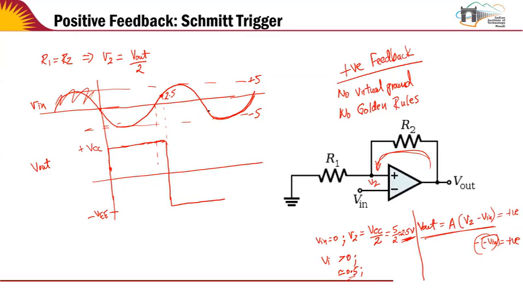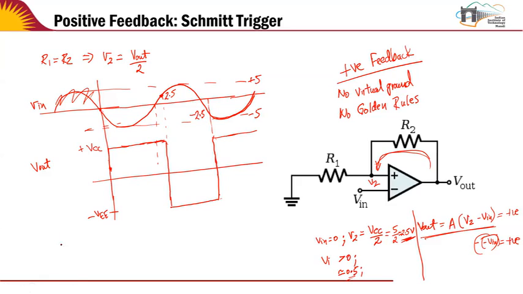What will happen is the output will stay negative until the input goes to minus 2.5 volts, and then again it will switch back, right? So the point is that this system is also like a square wave generator, but the square wave is not generated at the zero crossing point, it's at some finite crossing point.